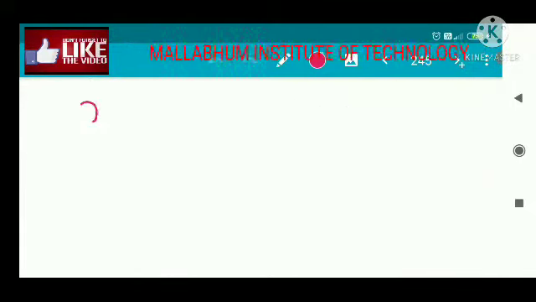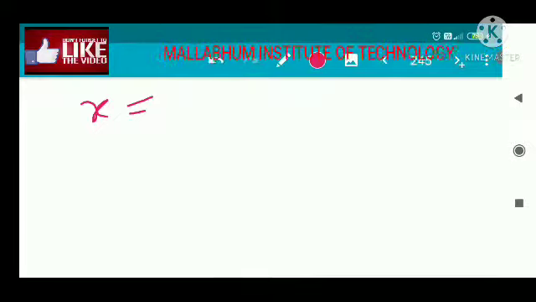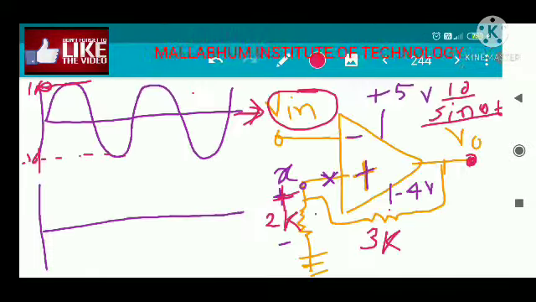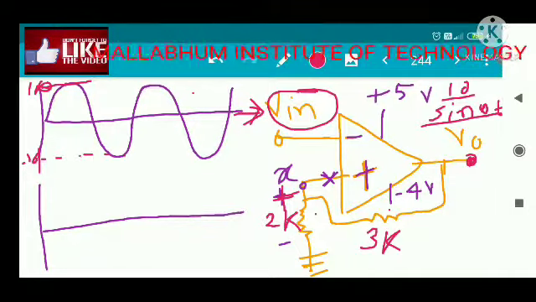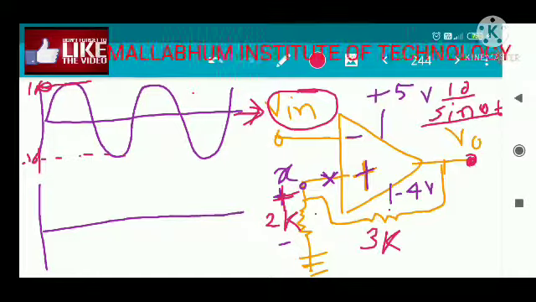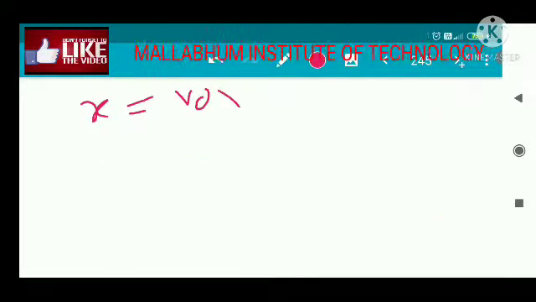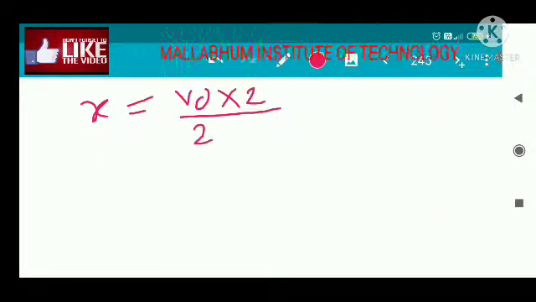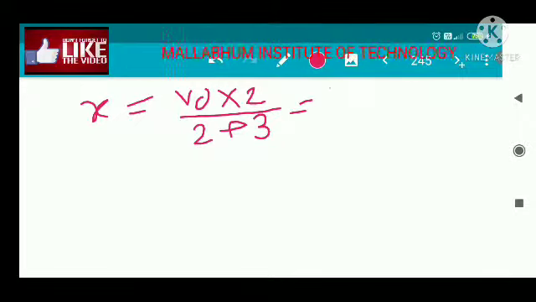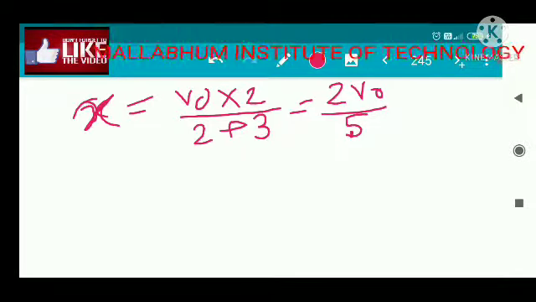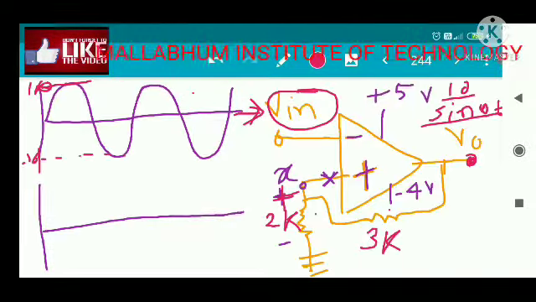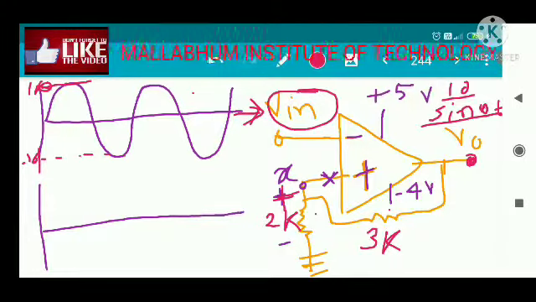So X is nothing but, this is V0, and this voltage is going to divide between these two resistances, and we are going to calculate the voltage across this 2k resistance. Okay, so across the 2k, V0 into 2 divided by 2 plus 3, so 2 V0 divided by 5. So this is the X voltage at the positive terminal that we are going to calculate.